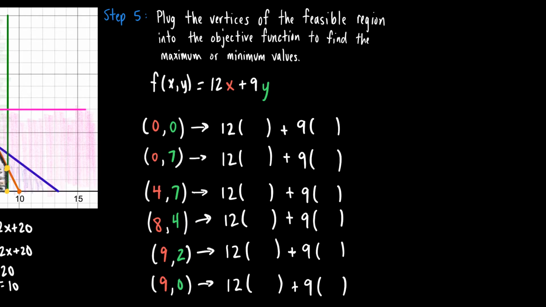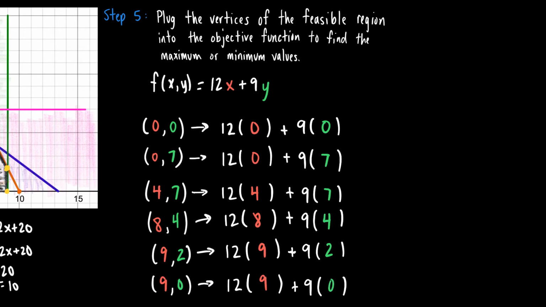And now what we're going to do is plug these in. So this first one here was a 0 on the x and a 0 on the y. The next one was a 0 on the x and a 7 on the y. The next one was a 4 on the x and a 7 on the y. The next one is an 8 on the x, 4 on the y. Next one is 9 on the x, 2 on the y. And the last one was 9 on the x and 0 on the y.